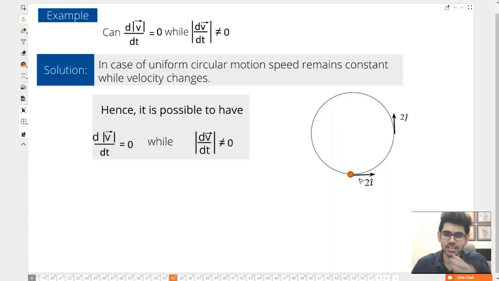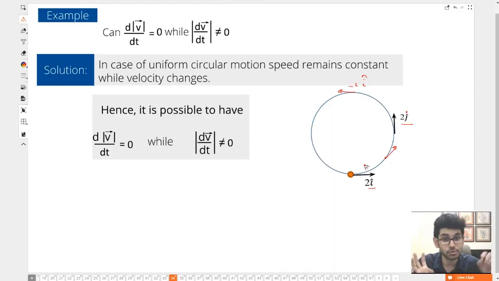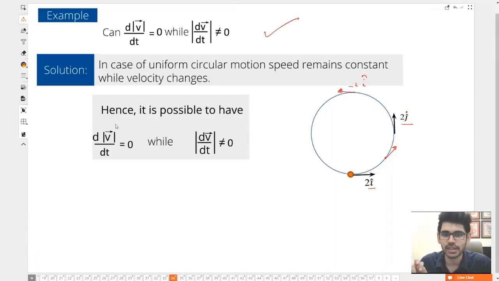See, you are moving with constant speed, like this, but your velocity has direction also. So your velocity is continuously changing. See, here it is 2 i cap, here it became 2 j cap, and here it will become minus 2 i cap. At 45 degrees, it will become root 2 i cap plus root 2 j cap. So again, velocity is constantly changing, but your speed is constant. So this is possible, and you can take any one example to prove it.